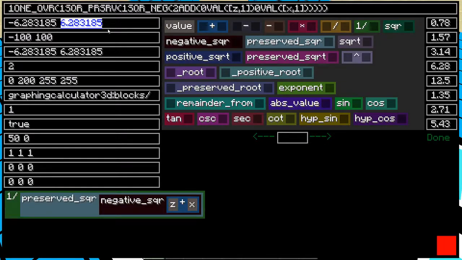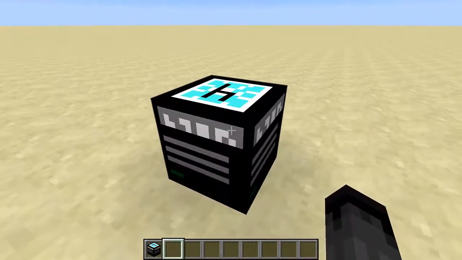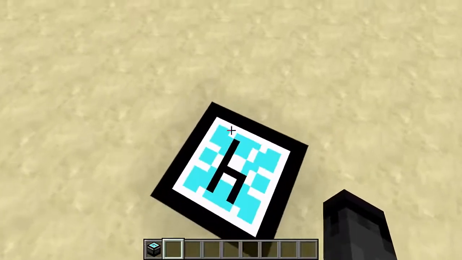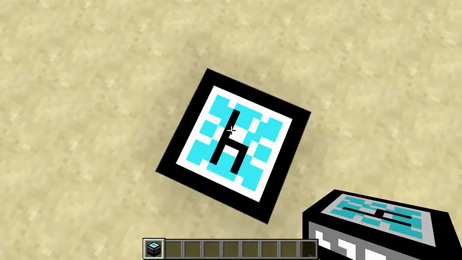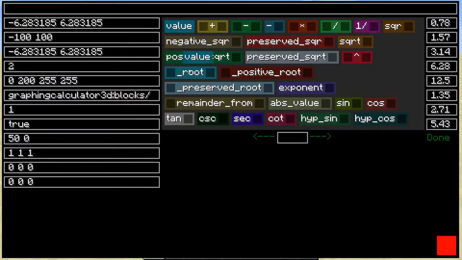So keep that in mind if you want to show fewer digits or more digits. That's a possibility. So then, onto this mysterious aggressive discontinuity threshold. To demonstrate what this does, I'm going to take a look at our Bipolar Cylindrical 3D graphing calculator. And if you've used this one before, you might already be aware that it can be a little bit fickle trying to get something that looks nice out of it.